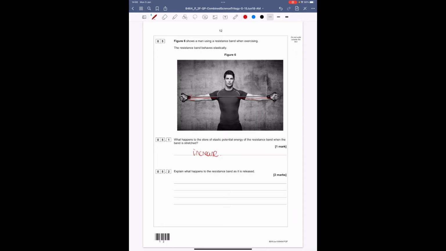What happens to the resistance of the band as it is released? Okay, so what's going to happen to it? Well, initially it will return to its original shape. And it's a 2 mark, so we've got to say why it's returned to its original shape, because there is an elastic force. Okay, so the elastic force returns it to its original shape.